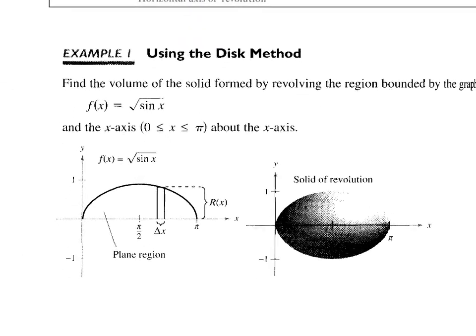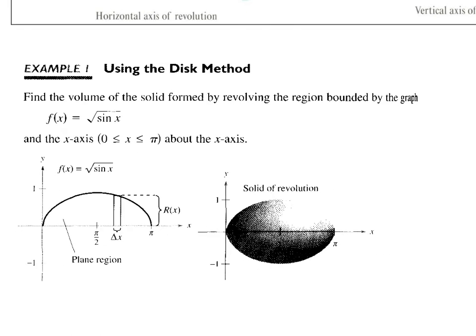For example, we want to find the volume of the solid formed by revolving the region bound by the graph f of x equals the square root of sine x, the x-axis, and x between 0 and pi. So we're just going from 0 to pi, all right? Now we're revolving it about the x-axis.